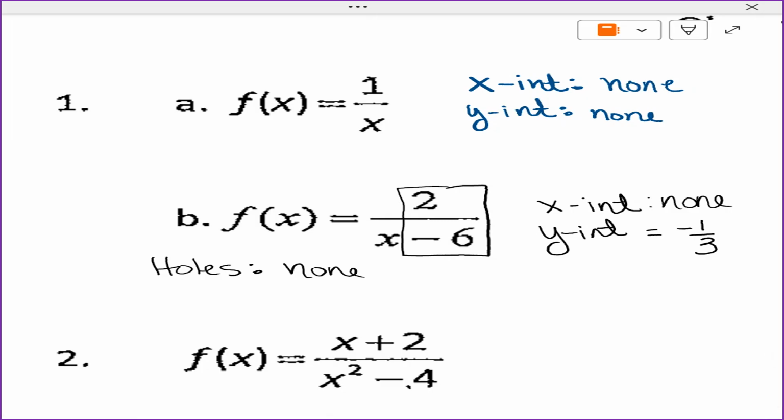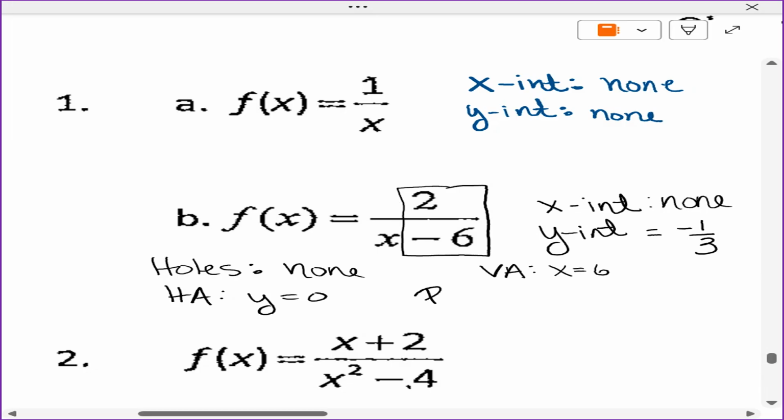What about a horizontal asymptote? Well, that's the vertical asymptote. Sure, we'll write it down. Vertical asymptote is x equals 6. Horizontal, what line does it not cross horizontally? Y equals 0.